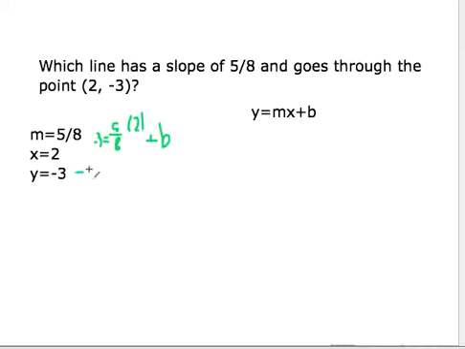So rewrite it: -3 equals 5/8 times 2, which is going to turn into 5/4, plus b, and I want b by itself, so I'll subtract 5/4. Now 5/4 is the same as 1 1/4. So if I had -3 minus 1 1/4, that would be -4 1/4 equals b. And now, for the sake of this, I'm going to change it into an improper fraction. So -4 1/4 is going to be -17/4.